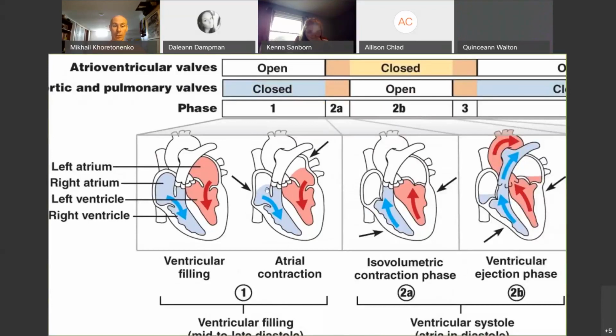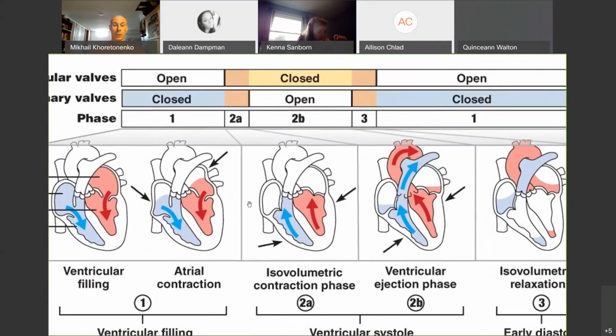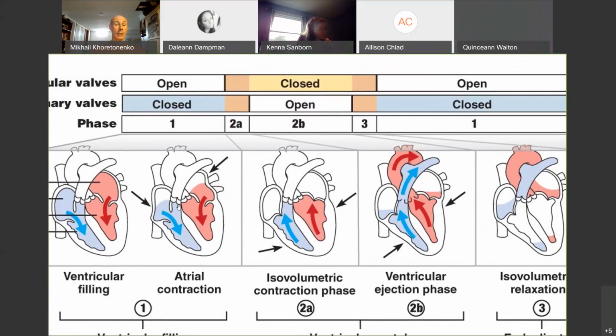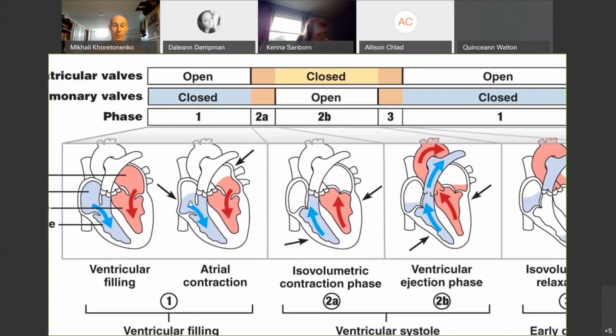Now, during atrial systole, atrial contraction, atria push the rest of the blood into the ventricles. And then ventricles start to contract. That is during atrial contraction, that's atrial systole, and right before that, you see the P wave. P wave initiates that contraction.